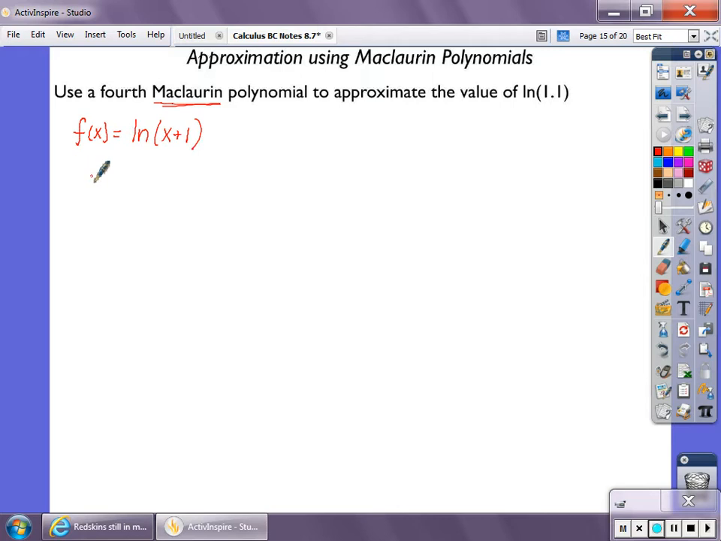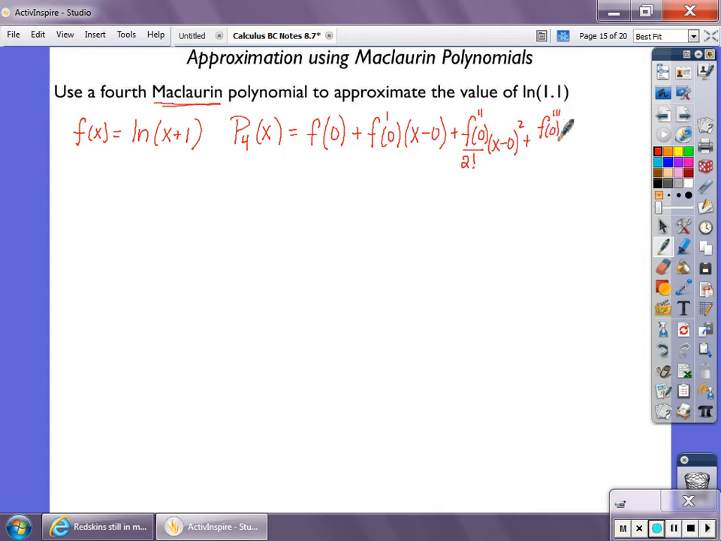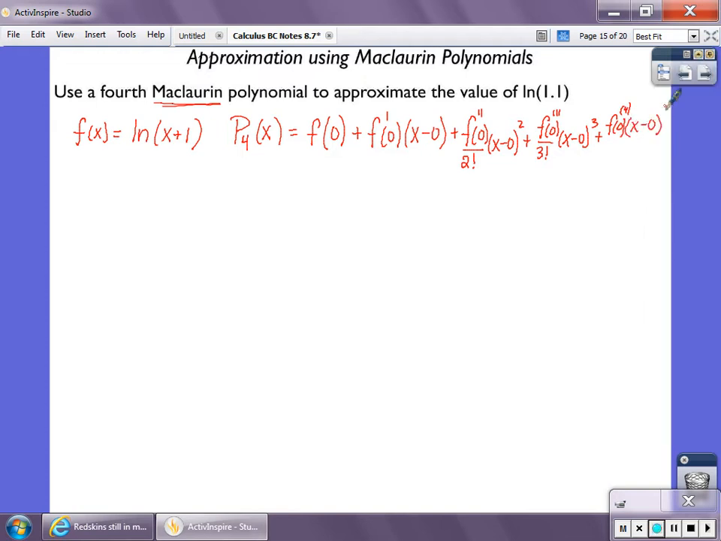Remember, we're using a fourth degree. P sub 4 of x is going to be f centered at 0, plus f prime of 0 times x minus 0, plus f double prime of 0 over 2 factorial times x minus 0 squared, plus f triple prime of 0 over 3 factorial times x minus 0 cubed, and then finally the fourth derivative evaluated at 0 times x minus 0 to the fourth over 4 factorial.